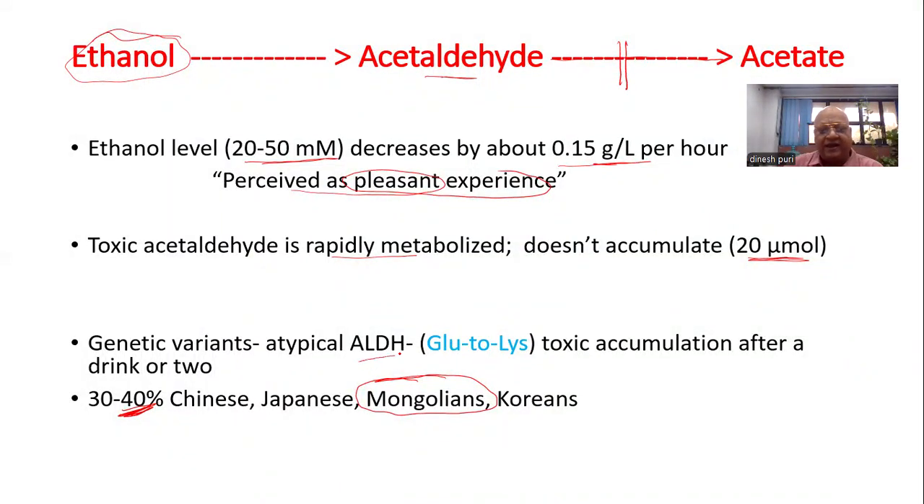The second enzyme, aldehyde dehydrogenase, has a genetic variant, and atypical aldehyde dehydrogenase is present in up to 40% of the population. The reaction proceeds very slowly. There is a block, partial or complete. So what will happen in these people? Acetaldehyde will also start accumulating after one or two drinks. Not only ethanol, but acetaldehyde will also accumulate. Henceforth I will call it toxic acetaldehyde. It has certain toxic effects we are going to see.